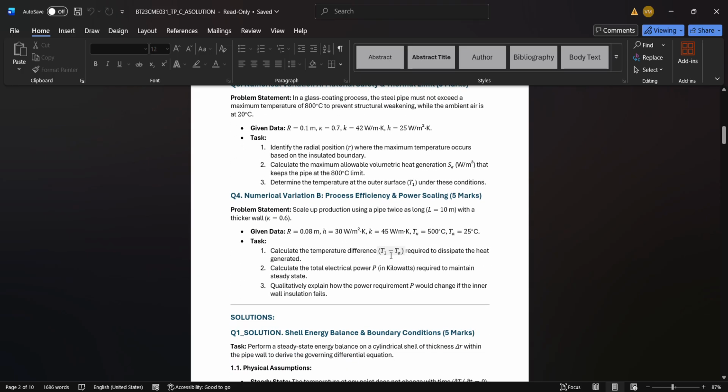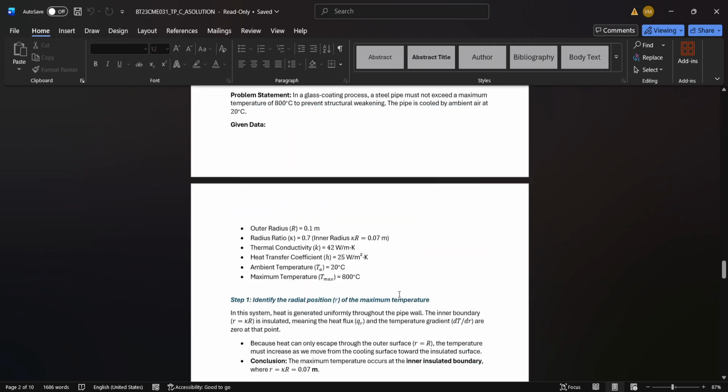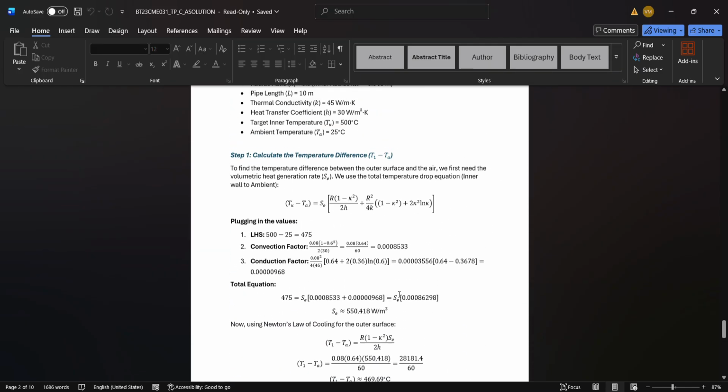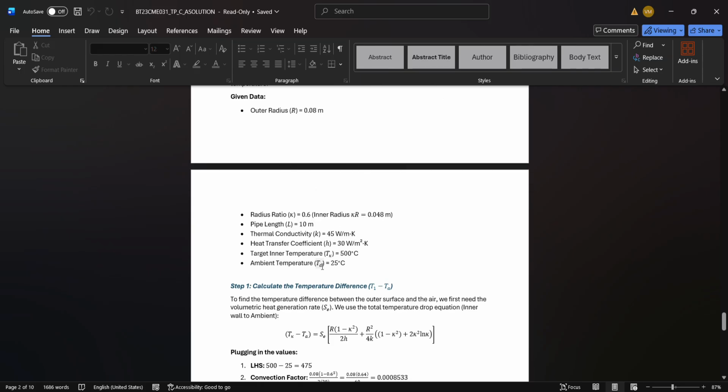In that we need to calculate the temperature difference T1 minus T_A, calculate the total electrical power required to maintain steady state, and quantitatively explain how the power required P would change if the inner wall insulation fails. So this data is given to us.